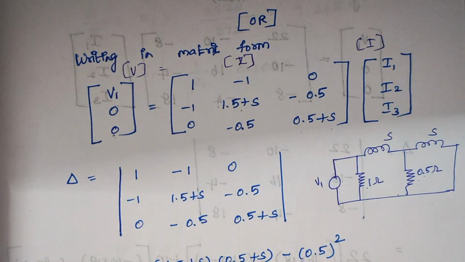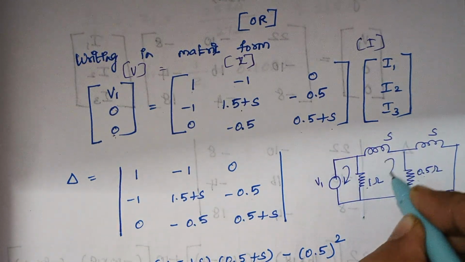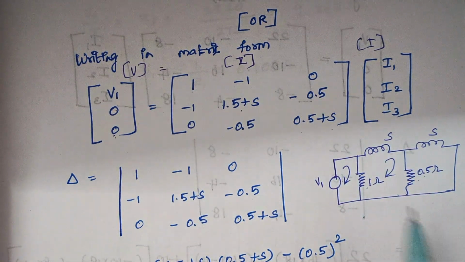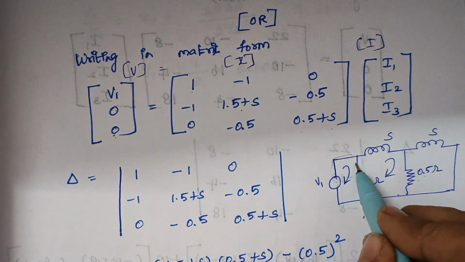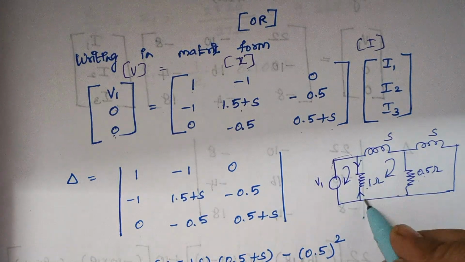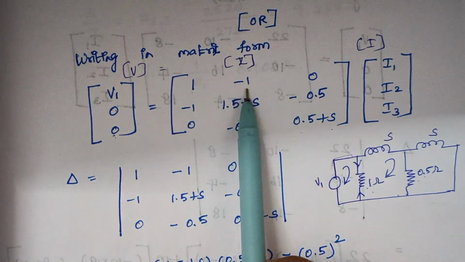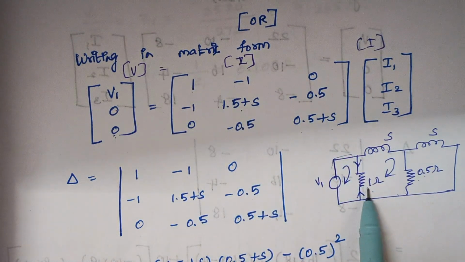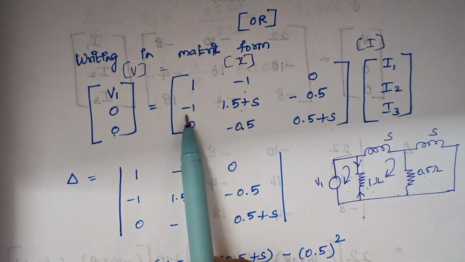Now we are going to find the common terms. For loop 1 and loop 2, what is the element which is common? This 1 ohm is common. The current flowing through loop 1 is in this direction, and the current flowing through loop 2 through this 1 ohm resistor is opposite to it. Therefore, here the value is considered as minus 1. Why minus? Because the currents flowing through this 1 ohm are opposite to each other. So here it is minus 1, and here it is minus 1.